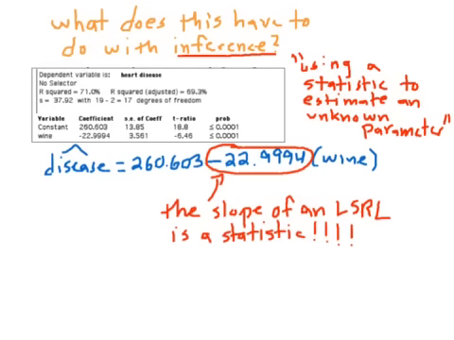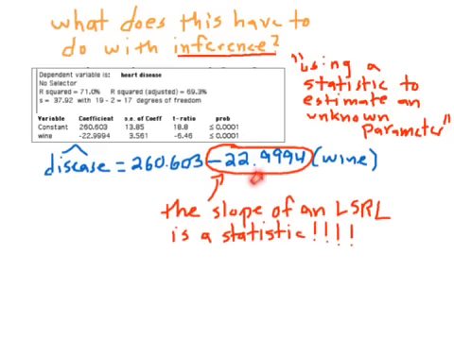Okay, so that's great, but what does that all have to do with the idea of inference? Everything I just talked about in the previous slide was just review. Remember, inference is the idea of using a statistic to estimate an unknown parameter. That's what we've been doing really since back in chapter 10. Well, here's the key thing.